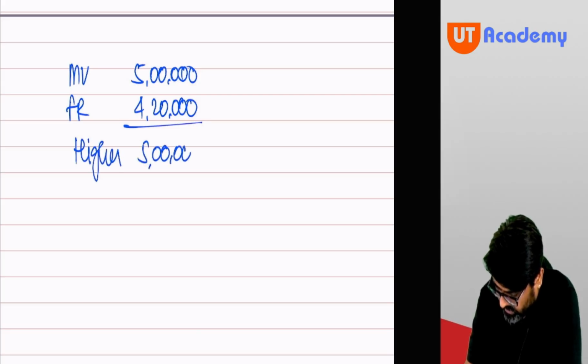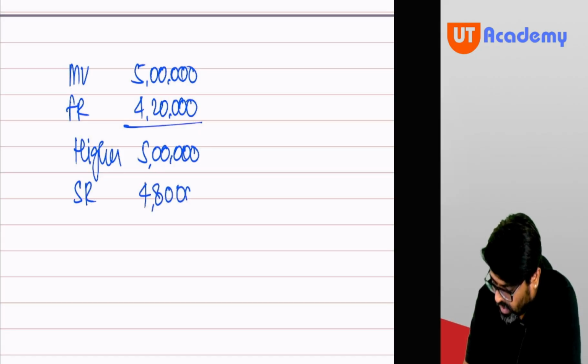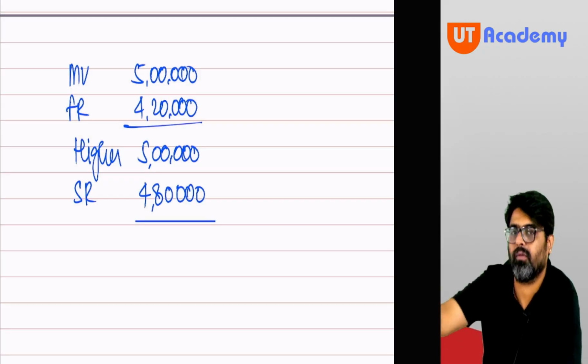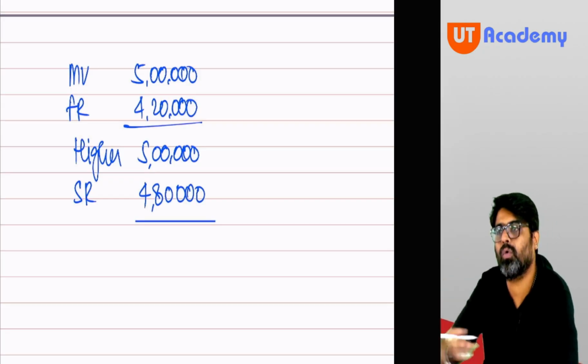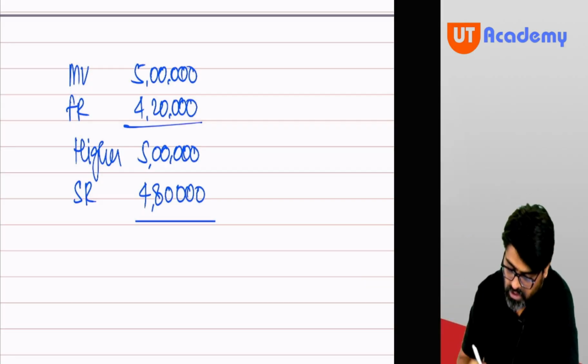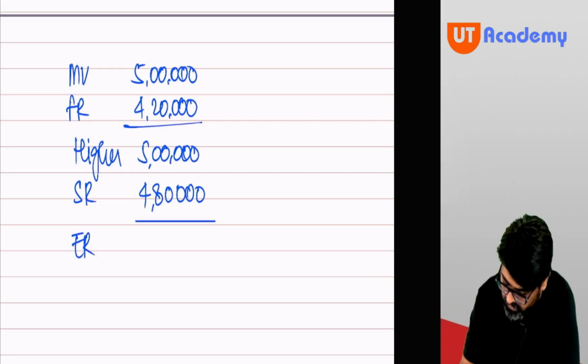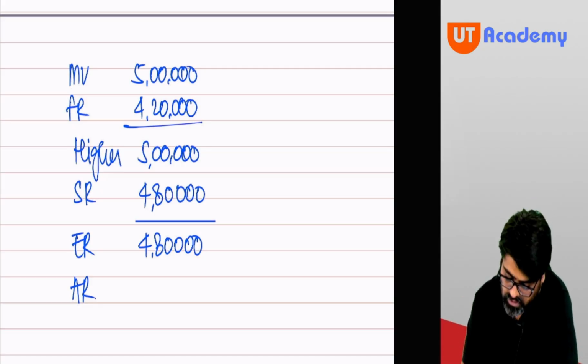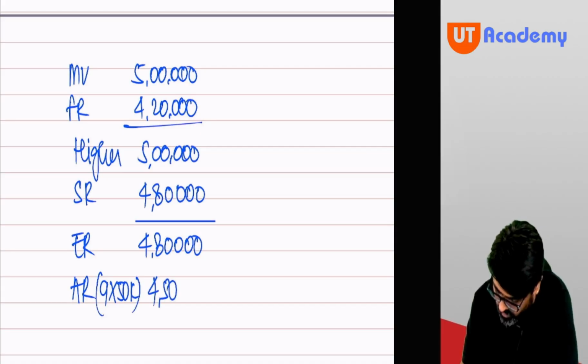What was the standard rent? 4 lakh 80,000. All these figures you have taken for how many months? 12 months. Figures are given for 12 months. You have taken for 12 months only. Why? Because the ownership was for 12 months. Yes or no? Now tell me, what will be the expected rent? 4 lakh 80. Actual rent is the rent for the period for which the property is actually let out. How much period the property is actually let out for? 9 months. So 9 months into 50,000 will give you 4 lakh 50,000.